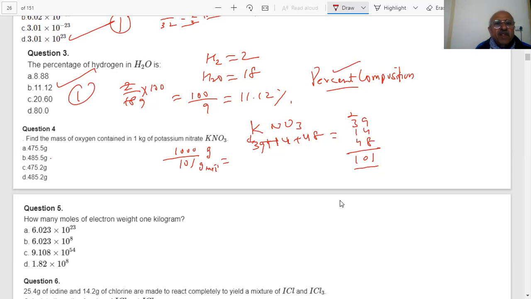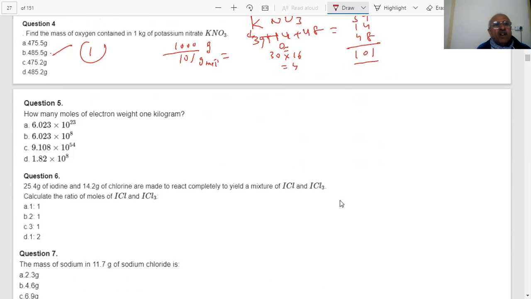that will mean 10 moles gives 30 moles of oxygen, student, and 30 moles will be how many grams? 30 into 16, how much? 480. What is the answer then? Sir, B part. 480, 480. Okay. Next question on the screen, students.